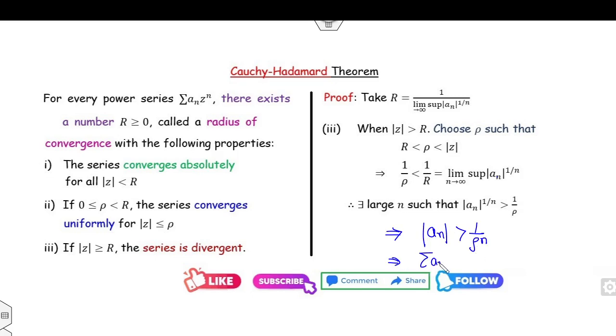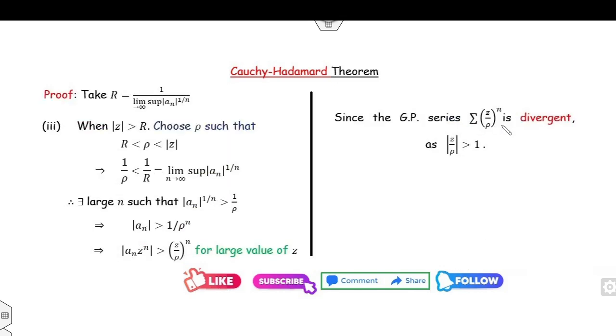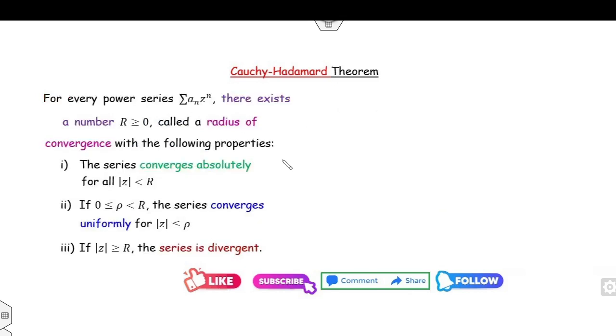Again I can multiply by z raised to power n and take the summation on both sides. Fine. Now what you can conclude: this is again a GP series. So once it's a GP series, it is divergent. Why? Because the common ratio is greater than 1. So once this series is divergent, by using the limit comparison test, this series is also divergent. So this is the way a very simple proof of absolute convergence, divergence, and uniform convergence is given here.